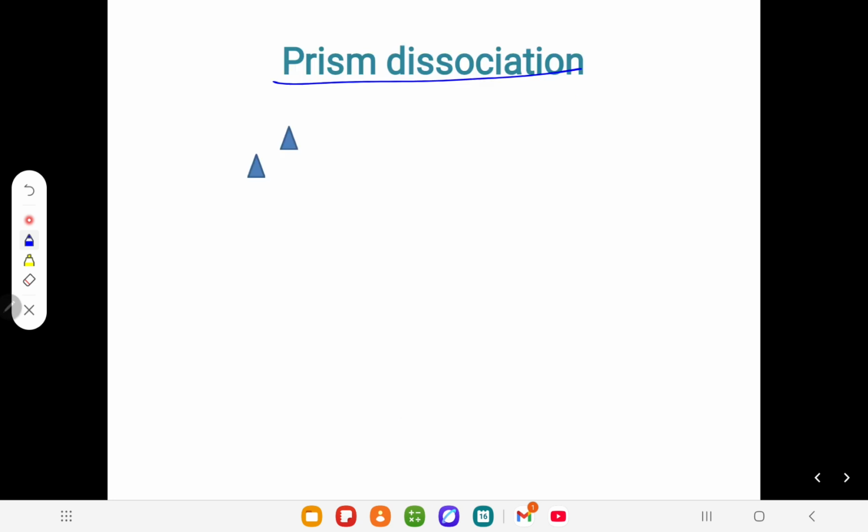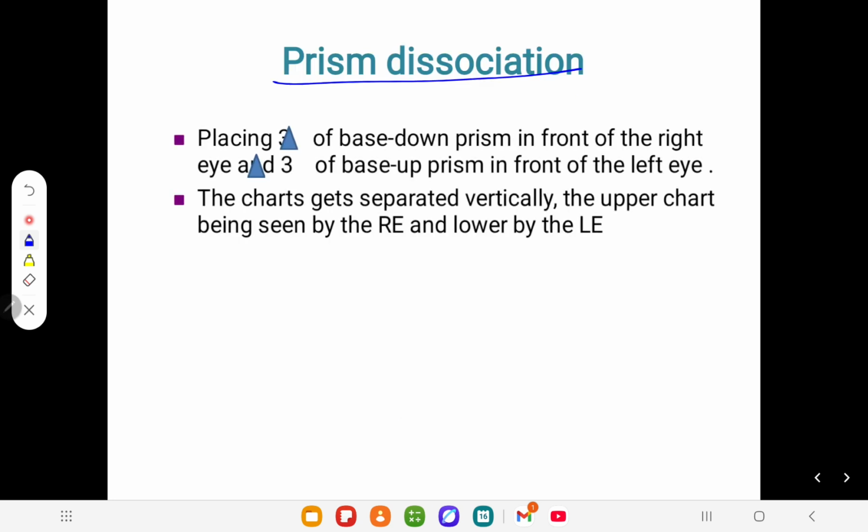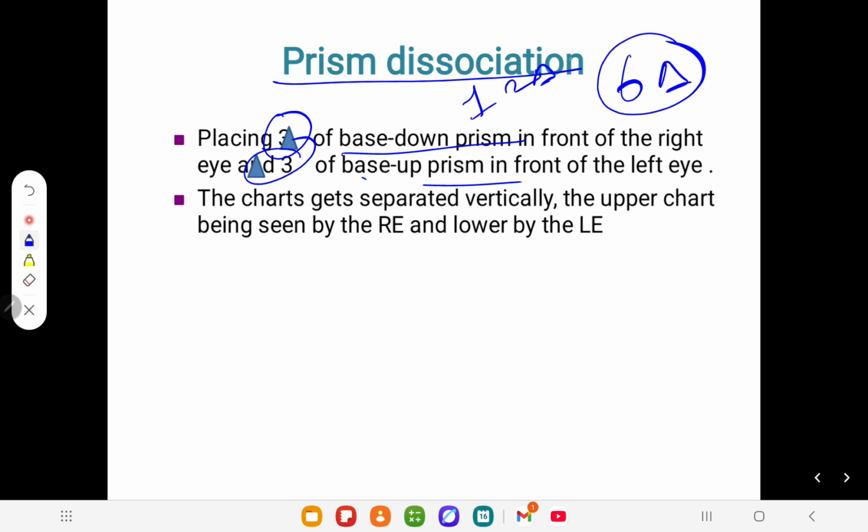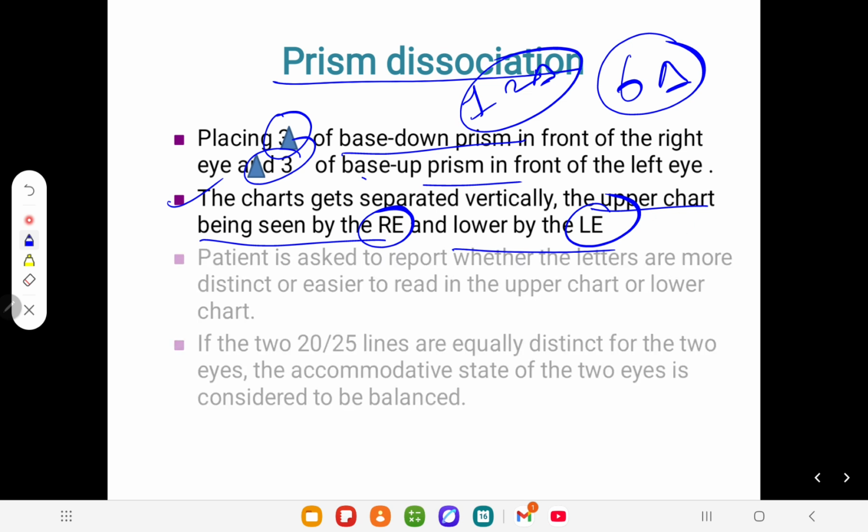Okay. So the prism dissociation technique, what is this? Basically we place three prism base down in front of the right eye and three prism base up in front of the left eye, so that there is a six prism difference. And we know vertically we have only one to two prism of fusion, that's why the two eyes dissociate, isn't it? The chart gets separated vertically, and the upper chart is seen by the right eye because it's base down, basically the image is shifted towards the apex, and the lower is seen by the left eye because we put base up for the left eye, so the image is shifted towards the apex, which is down.